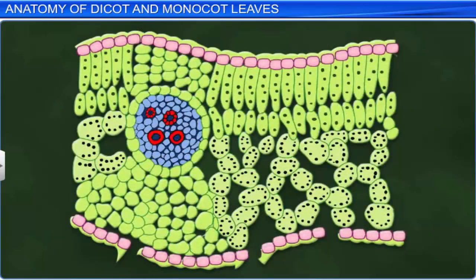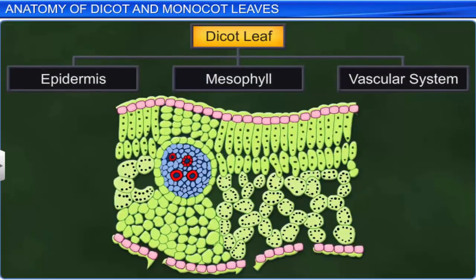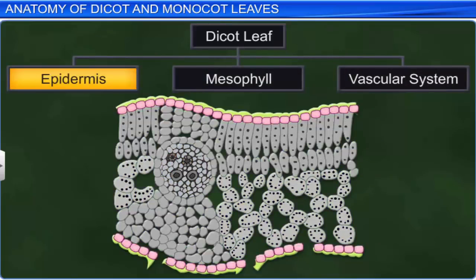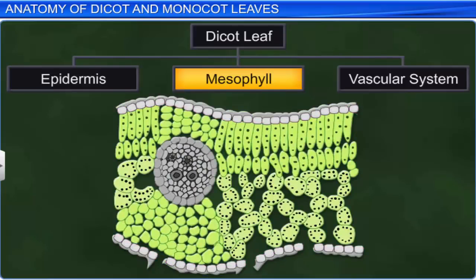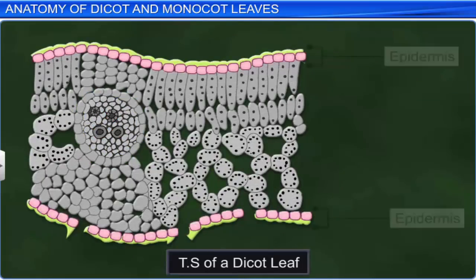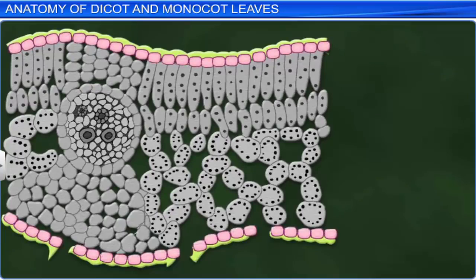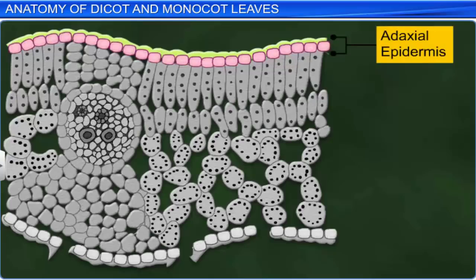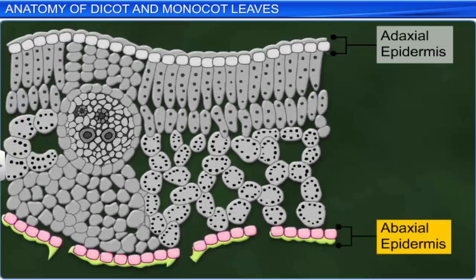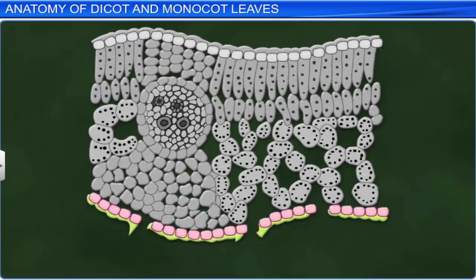On observing the transverse section of a dicot leaf, we find that it has three main parts: epidermis, mesophyll, and the vascular system. The epidermis covers the upper and lower surfaces of the leaf and is coated with the cuticle. The epidermis covering the upper surface of the leaf is called the adaxial epidermis, while that covering the lower surface is called the abaxial epidermis. Typically, the abaxial epidermis has more stomata compared to the adaxial epidermis, which sometimes may not have any stomata at all.